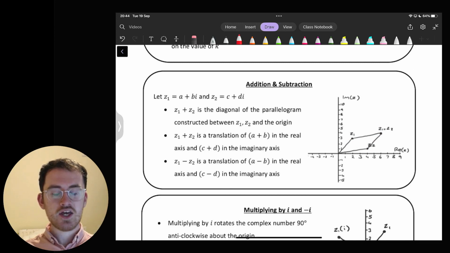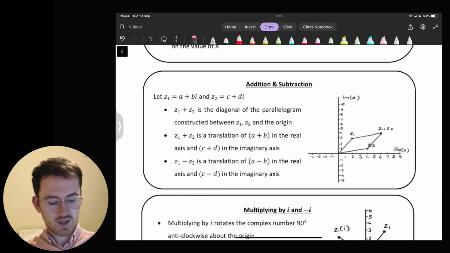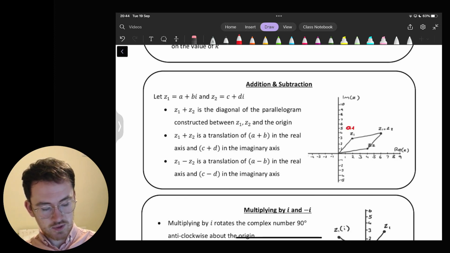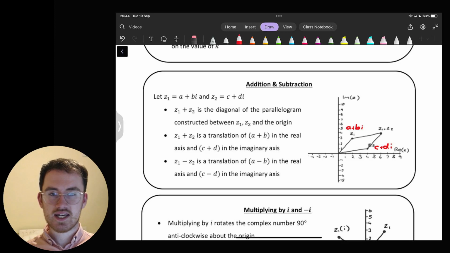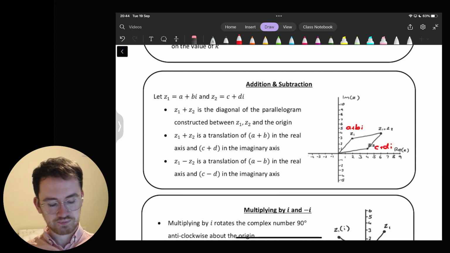So Z1 plus Z2 is a translation where, if we start at Z1, say this is A plus Bi, and this is C plus Di, and we add them together, we have moved A plus C in the real axis and B plus D in the imaginary axis. Okay, we've moved in those certain ways there. The same thing happens when we take the two numbers away from each other. We have that same translation in the real axis and in the imaginary axis.